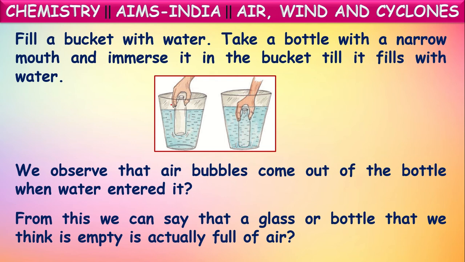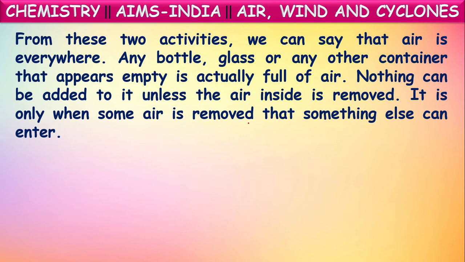That air occupies space. That is why in the previous experiment the crumpled paper didn't get wet, because the air present in that glass is not allowing the water to enter inside. And here also the bottle is filled only when the air escapes out. Then only water enters the bottle and fills it. From these two activities, we can say that air is everywhere. Any bottle, glass, or any other container that appears empty is actually full of air.